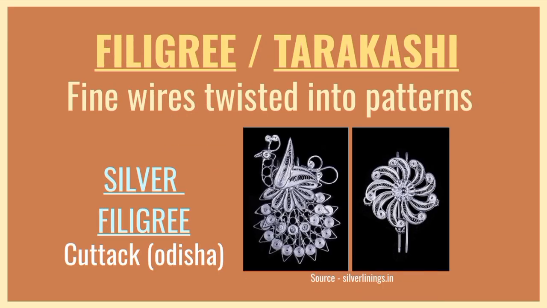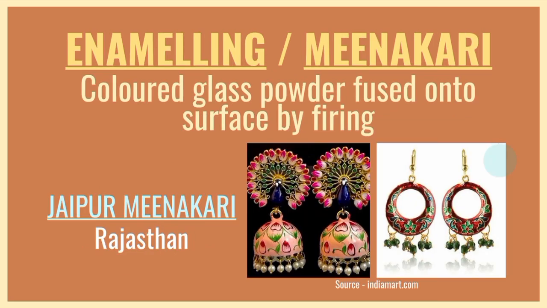Filigree or tarakashi, mainly from Odisha, is used in silver filigree. So the fine wires, again thin wires, are twisted into patterns. Clips and jewelry or statues and showpieces are very famous.